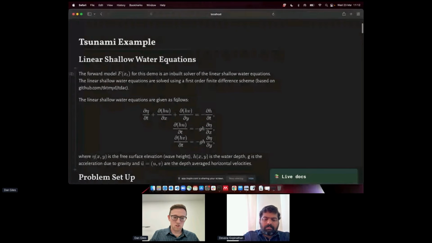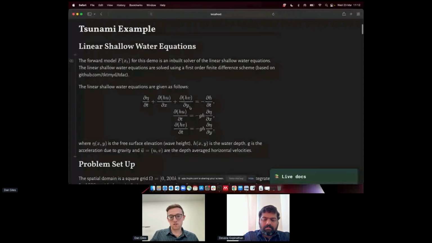The linear shallow water equations are denoted here. Essentially, you have a conservation of mass and then a conservation of momentum equation. We're going to have three state variables: our free surface elevation, our wave height denoted by eta, and then our depth averaged horizontal velocities u and v.